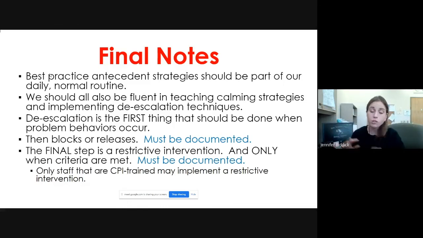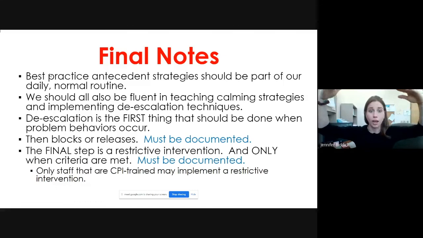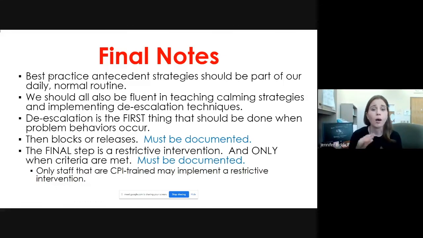And so if you're not a CPI trained staff member and you think that a student is meeting criteria for those restrictive interventions, you should be calling a behavior specialist. You don't need to call a behavior specialist to implement some of these other calming strategies or de-escalation techniques. And if a restrictive intervention is implemented, it must be reported immediately. The student must be observed by the nurse. The nurse has a part of that documentation that she fills out, and then that document needs to be sent home to the family as well as shared with the team here within 24 hours.